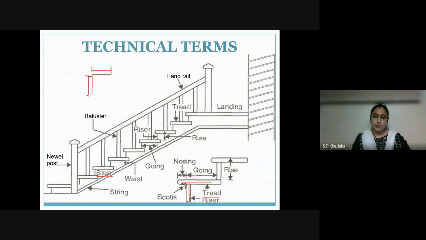Then if we talk about the distance, here you can see the horizontal distance which is there. This distance is called the going, and the vertical distance is called the rise. So the component is called tread, but the distance is called going. And here the vertical component is called riser, but the distance is called rise. Then we will see the next terms also.